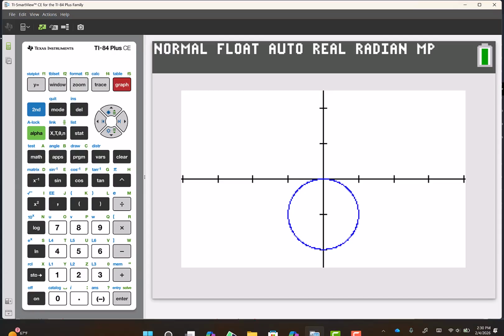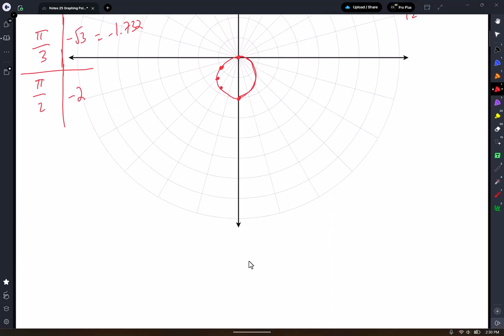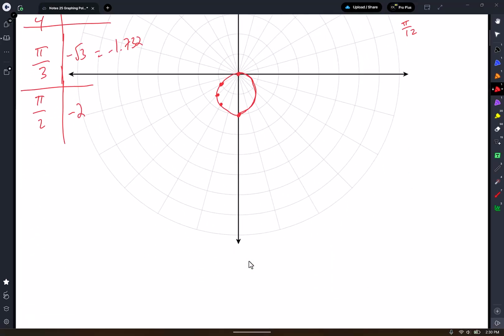Not bad, right? Okay, let's write some notes on how to tell what's always a circle. I'm going to write it on this page. Well, if you have r equals a number, what letter do you want me to use for number? A? If I have r equals a, that's it. Always a circle, no matter what. If you have r equals a cosine theta or r equals a sine theta, those will always be a circle.